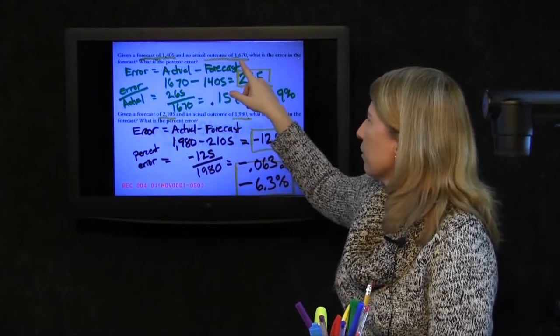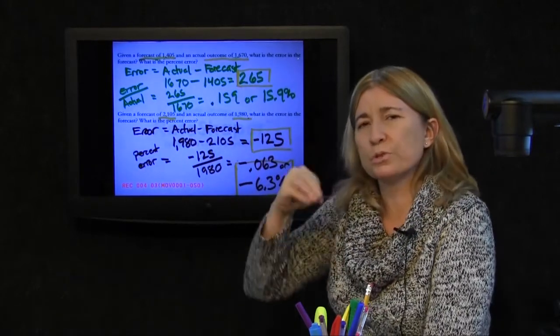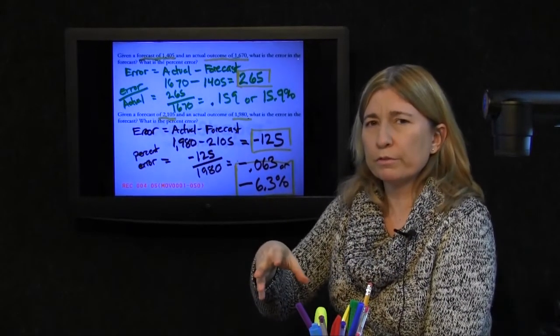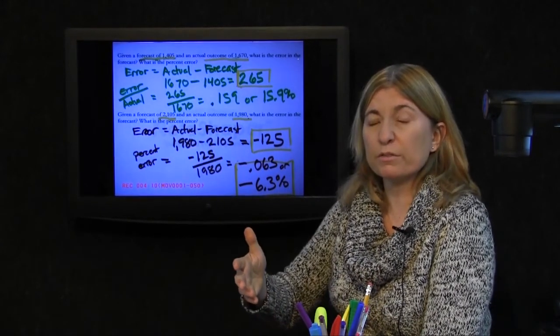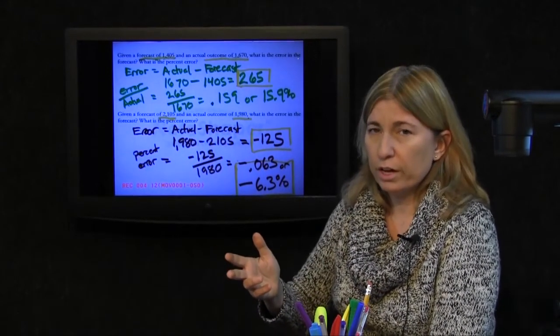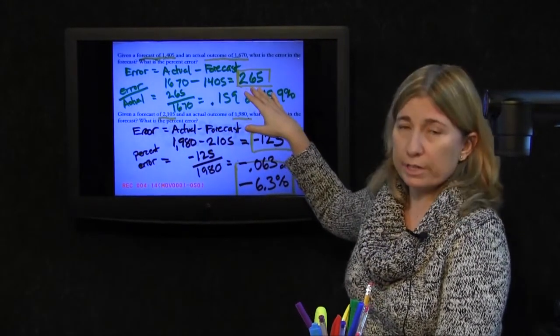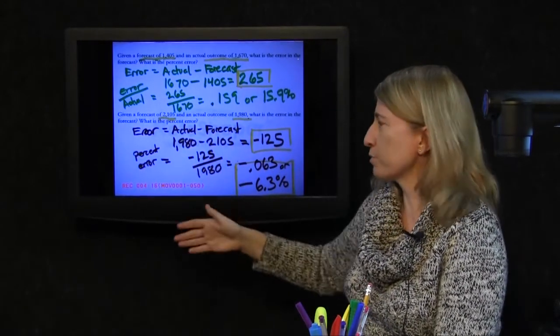In this scenario, the forecast was too small. So if that was you doing the forecasting, you did not forecast enough. If that was you ordering stuff based on a forecast, you didn't order enough. When the forecast is too small, notice the error is positive because it's actual minus forecast.